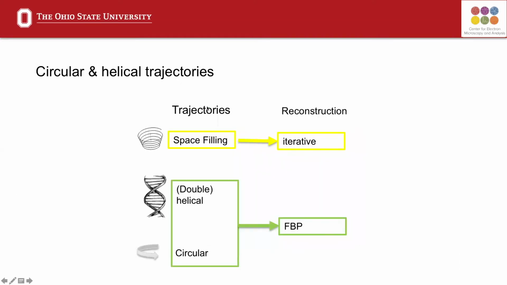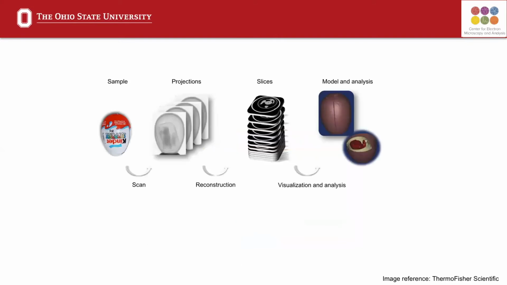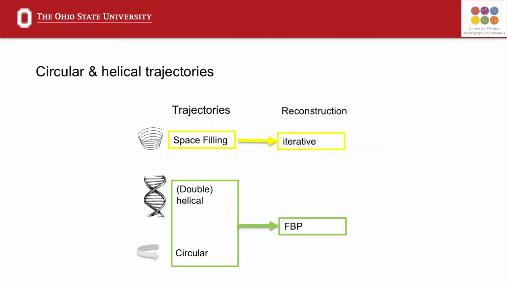When you're using the HeliScan, you have three choices for trajectories. You have the choice of using a space-filling trajectory, a double helical trajectory, or a circular. Both space-filling and double helical are helical trajectories. What that means, instead of just rotating your sample, it's also moving it in a vertical direction. This allows us to image samples with greater than 1:1 aspect ratio. So it's really great for long samples.